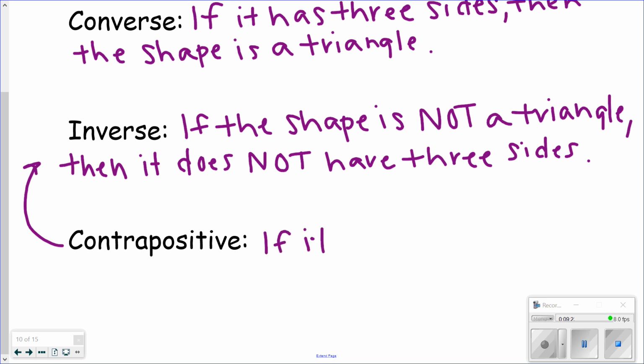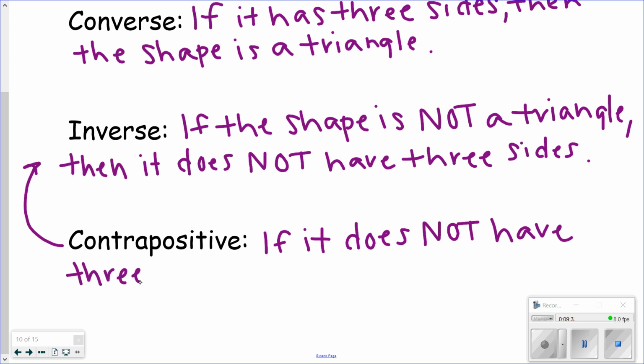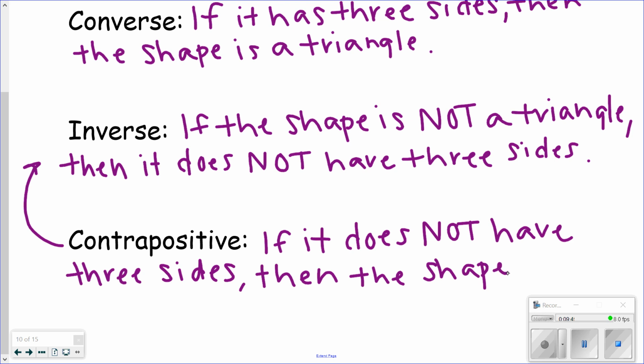So if it does not have 3 sides, then, and we're going to go back to the first part of my inverse, the shape is not a triangle. So then the shape is not a triangle. And we're done.